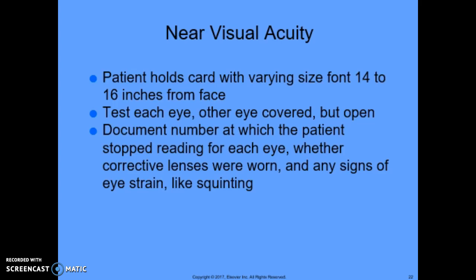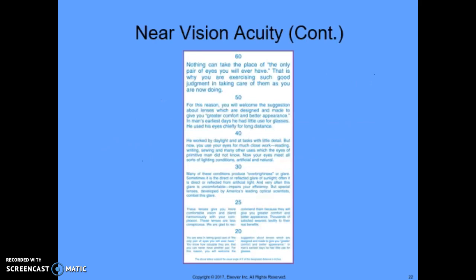And then you document the number at which the patient stopped reading for each eye, whether corrective lenses were worn, and any signs of eye strain. For example, if you noted that while they were doing the whole thing they were squinting, that is a sign of eye strain, so you would want to document that. Again, you can find this in figure 13.11, which shows the chart for the near vision acuity test. Take a look at that in your book.